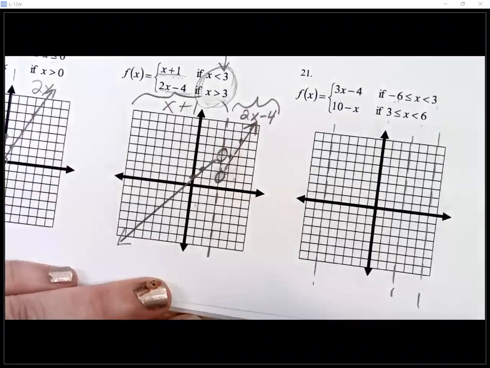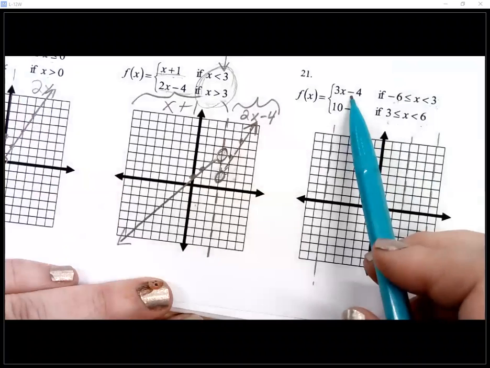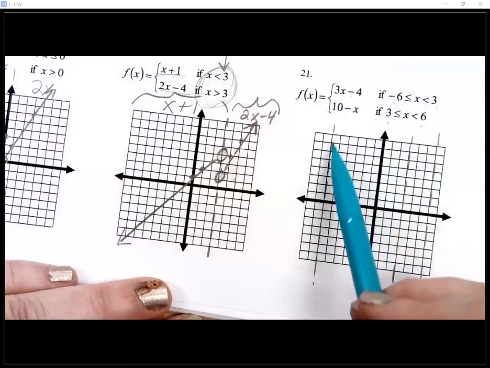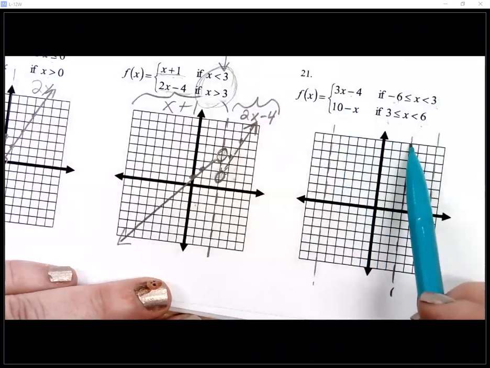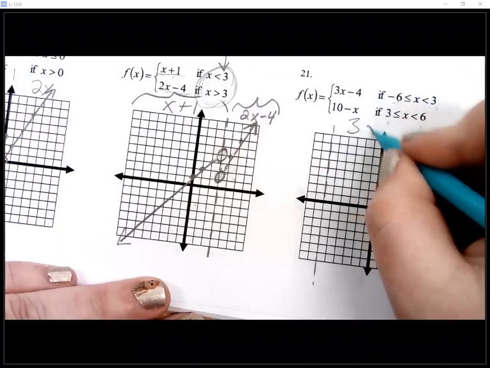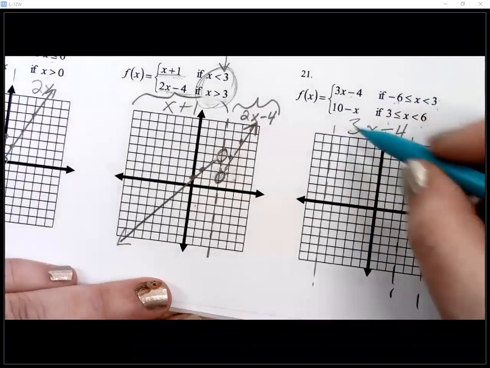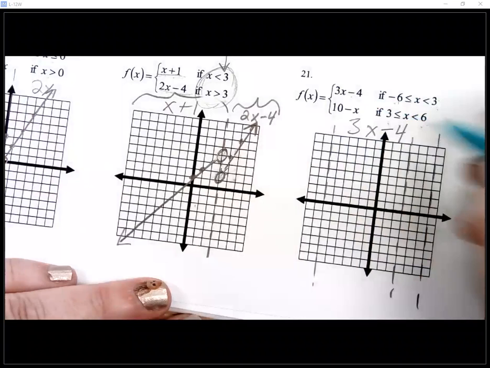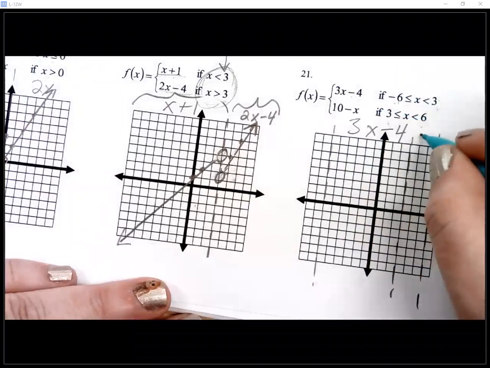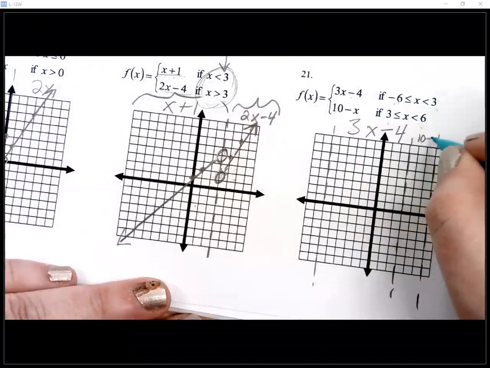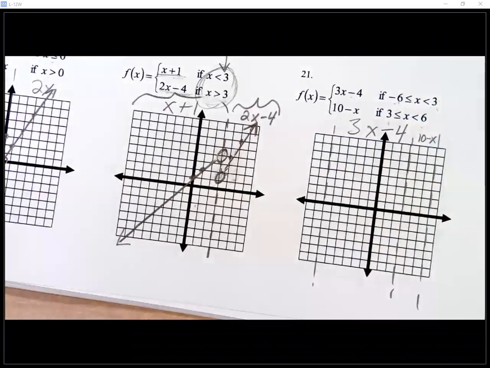3x minus 4, isn't that happening in this space between -6 and +3? So this is the space where I'm going to graph 3x minus 4. It's going to exist in that space. 10 minus x is only going to exist right in this little tiny spot. 10 minus x right there. Beyond that, I don't have a function. The function doesn't exist over here and it doesn't exist back here. Okay.